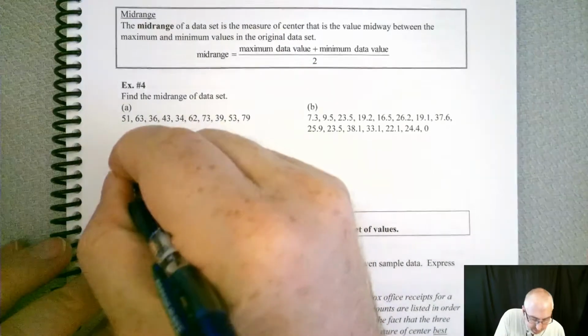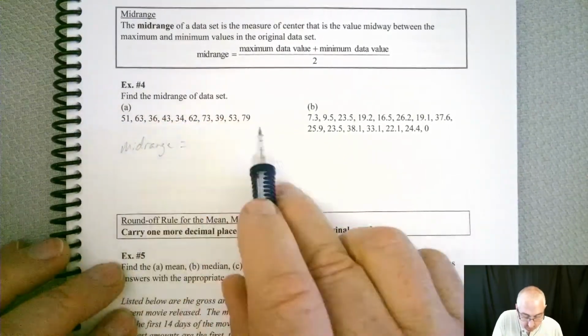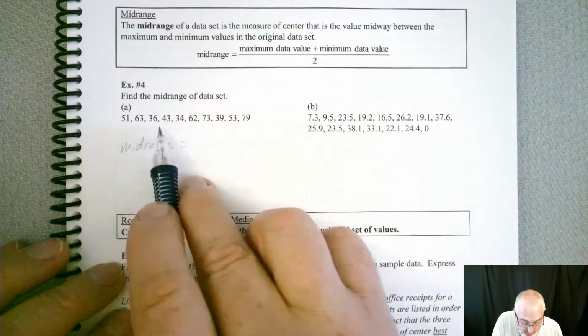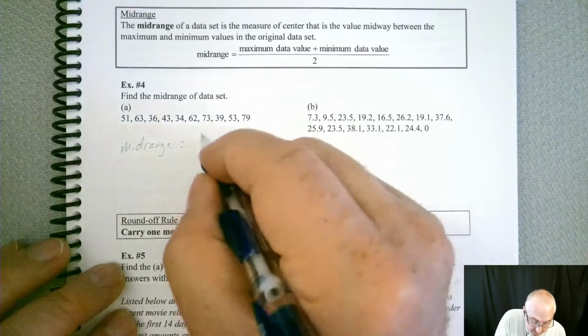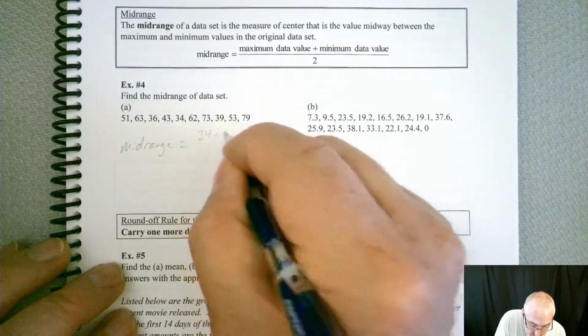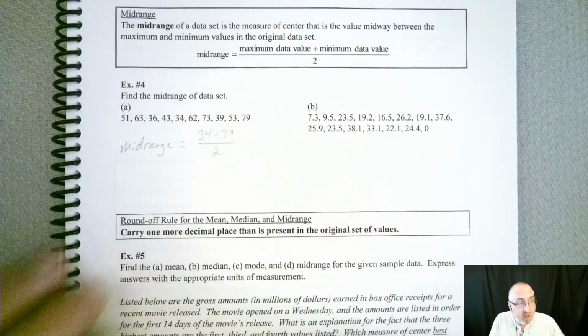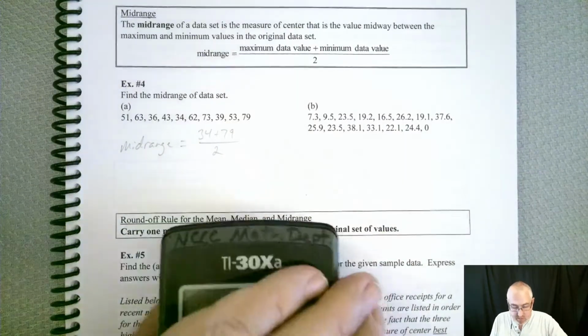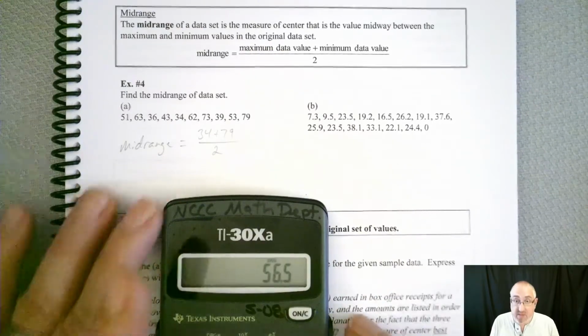So in this case, the mid-range is equal to, again, we want the highest and the lowest. The lowest was 34 and the highest is 79. And we just want to divide that by 2. Now, again, just to be safe, let's do it on the calculator. So again, do it in 2 steps: 34 plus 79 equals, and then divide it by 2. So 56.5.